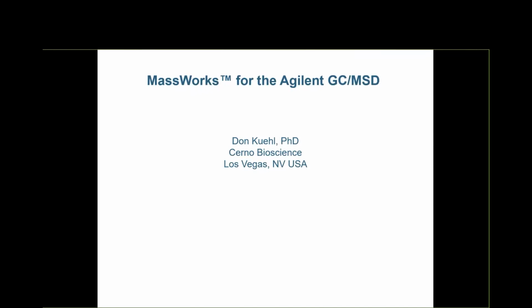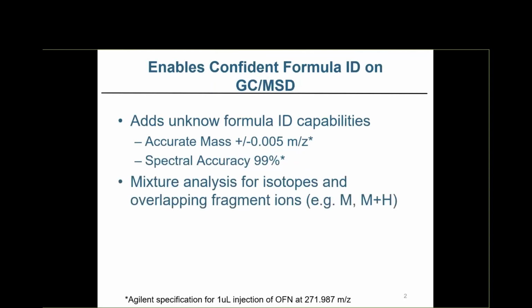So obviously we're going to talk about MassWorks as it's applied to the Agilent GC-MSD. And just to remind you, what does it do? What it does really for GC-MSD data, it adds the ability to do unknown formula ID. And it does this through a mechanism of improving the accurate mass of the instrument.